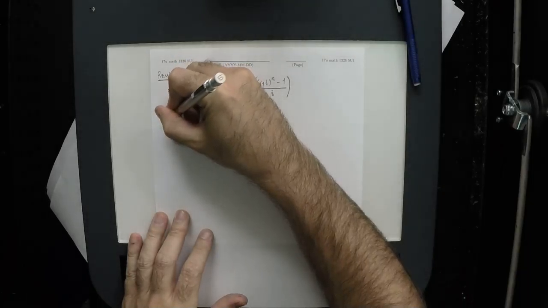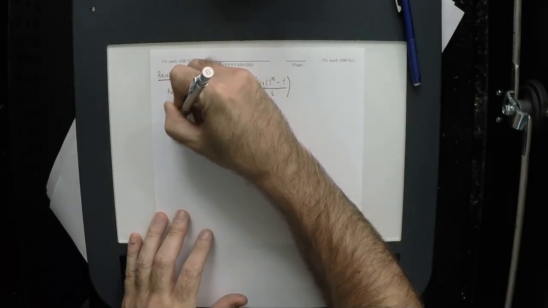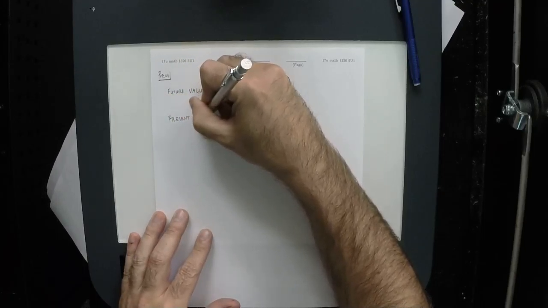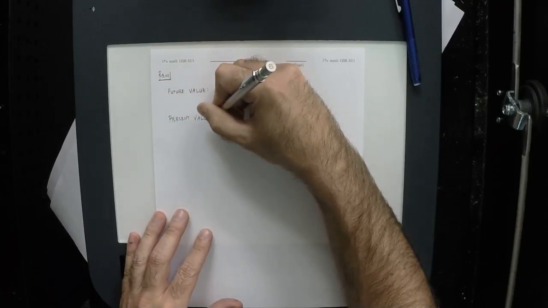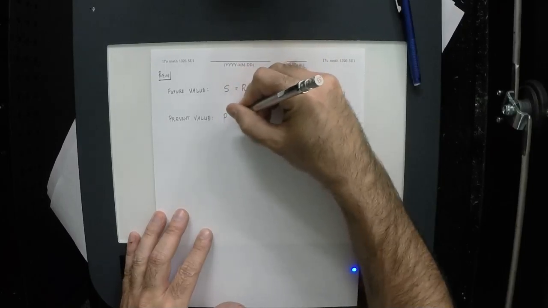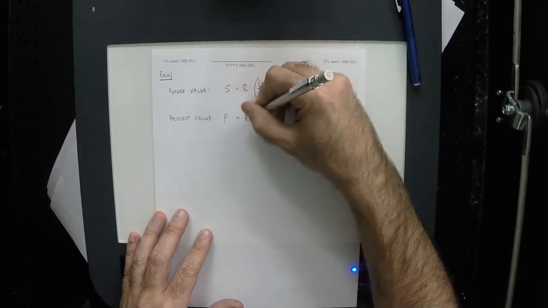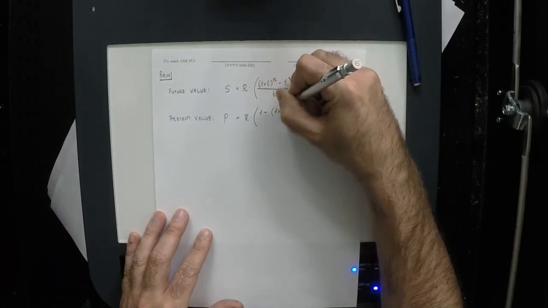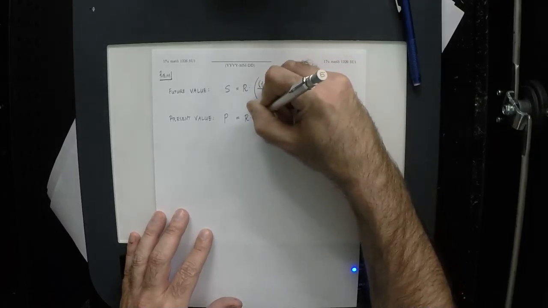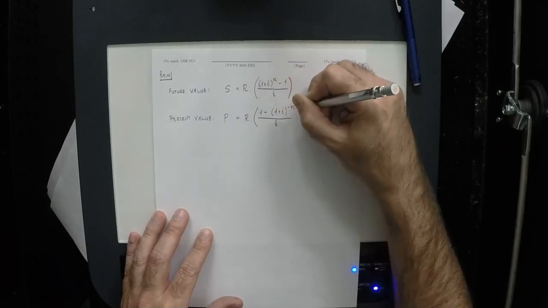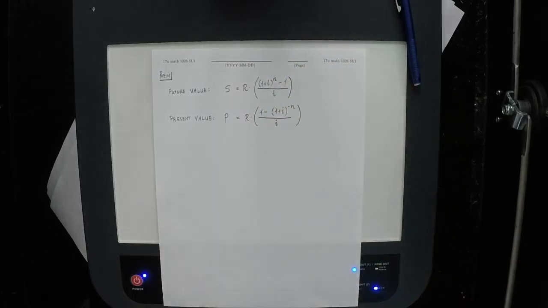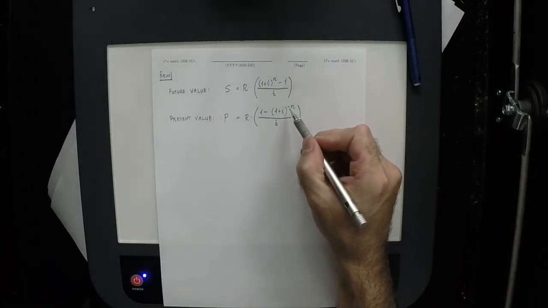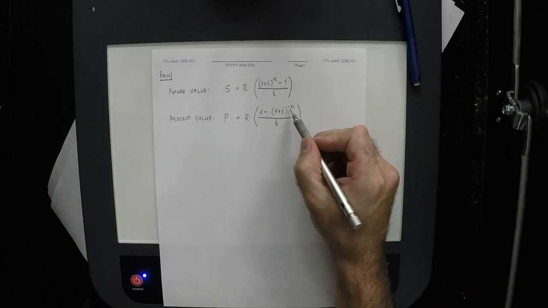The next thing we did was the present value. In this case, the formula is P is equal to R multiplied by (1 minus 1 plus I to exponent negative n) divided by I. The most common thing that students mess up, in my experience, is that is negative n.